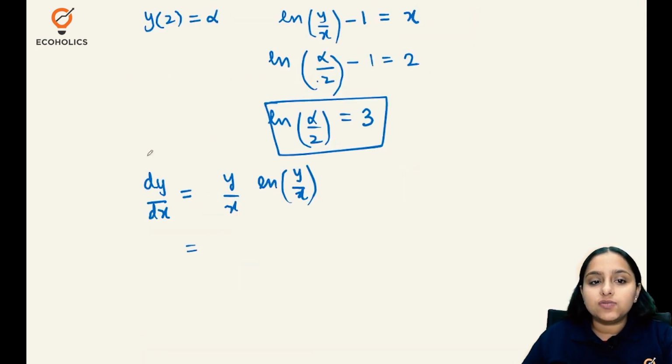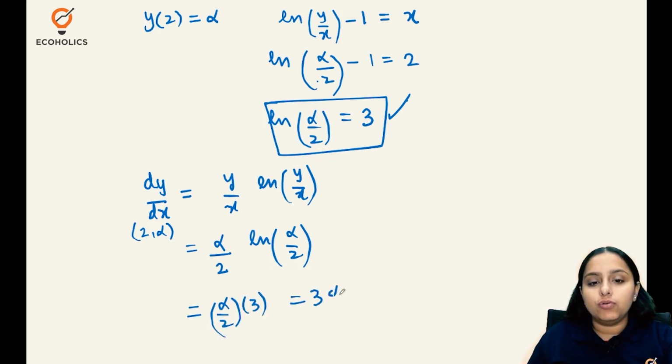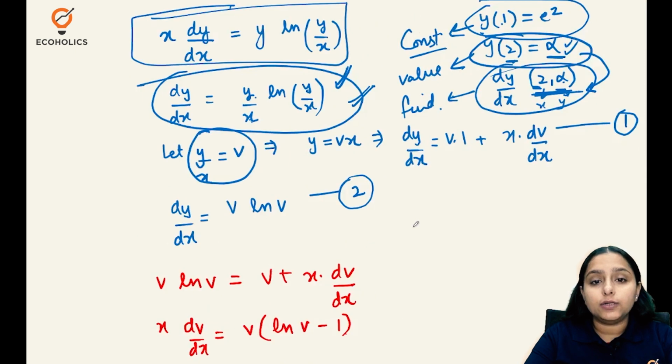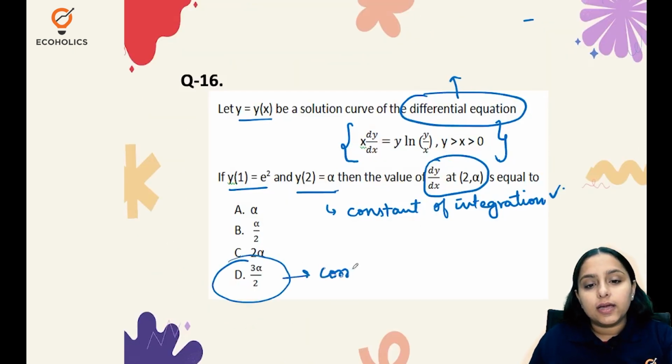So I have to find dy by dx at 2, alpha. So y is alpha, x is 2. Log y by x will be log alpha by 2. Now can you see log alpha by 2 we have already calculated, which is equal to 3 here. So 3 alpha by 2 is the answer. This is the answer here. So you will choose the option which will give you the answer as 3 alpha by 2. Alright, here it is. The option D is the correct option.